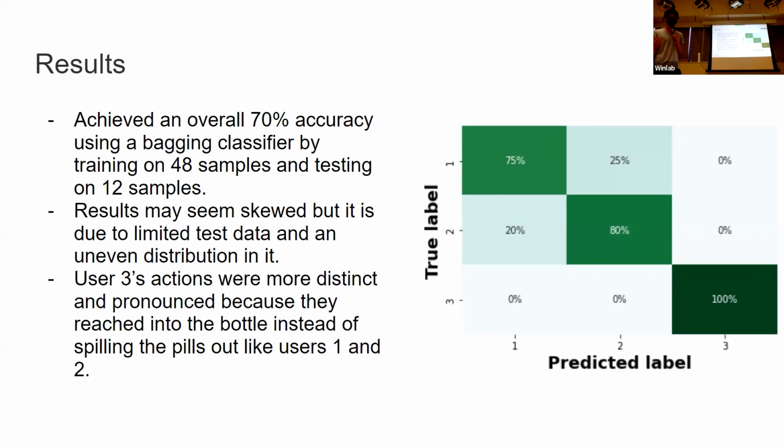The results may seem really skewed because of an uneven distribution of the amount of testing data. We didn't have, like, 4 samples for testing for user 3 and 4 samples for testing for user 2, etc. That's why we had 100% accuracy for predicting user 3, so it might seem a little too good. It could also be because, as we said before, user three's actions are really distinct. It might have been really easy to predict user three because we just have subtle differences between our two, since everybody opens the pill bottle the same way, but user three did it a lot more differently.